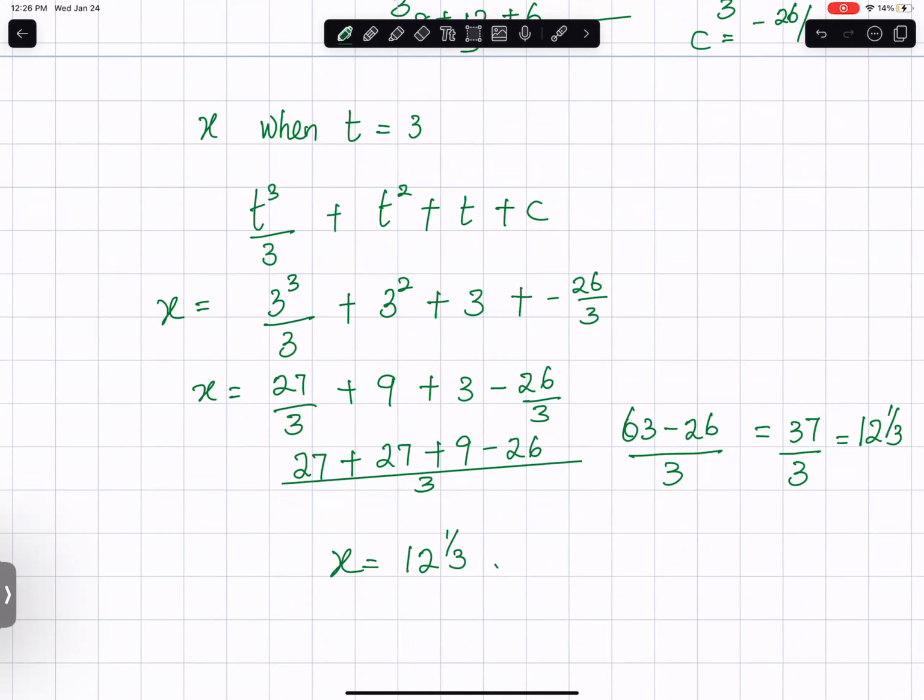So this is how to integrate and to solve for x or whatever you're looking for in your equation.